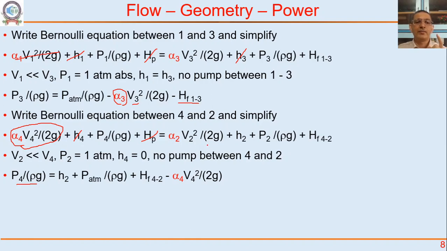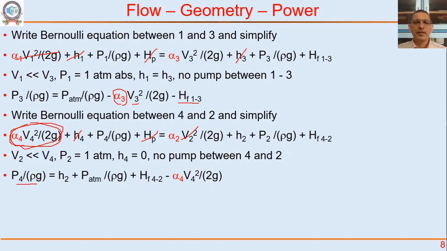Velocity in the tank, very small. Okay, alpha 4, sorry, this alpha 4 V4 square by 2g, this is there. This is important because this is the velocity at 4, in the pipe. So this is 3.2 meters per second, it is not negligible, it is important. Make that correction. Sorry about that.